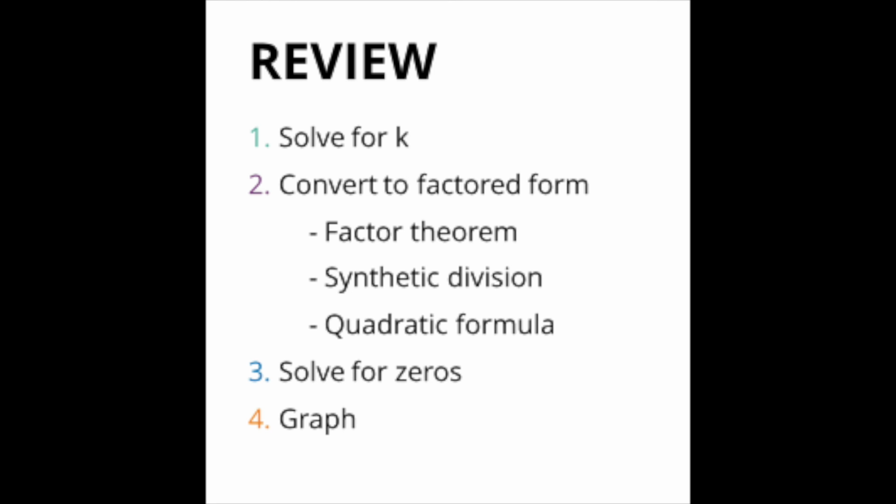Let's review how to solve this question. You first want to solve for k by substituting in the point (2, 0) and isolating. You then want to convert it into factored form using factor theorem, synthetic division, and the quadratic formula. Next, you want to solve for the zeros by setting each term equal to 0 and solving for x. And finally, you want to graph it by finding different points on the graph and substituting them into the original function.